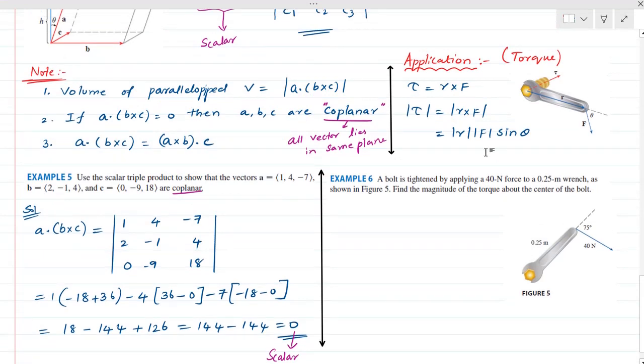Now the last part of this topic is the application of torque. Torque is nothing but the work done by circular motion. So torque is equal to the radius into the force. What is the radius and what is the force acting on it? When you take the length, the absolute value, you will get the cross product of the vectors. This is the formula we are going to use.